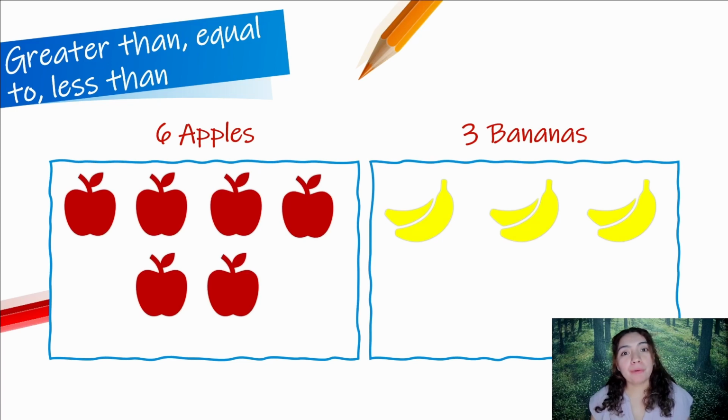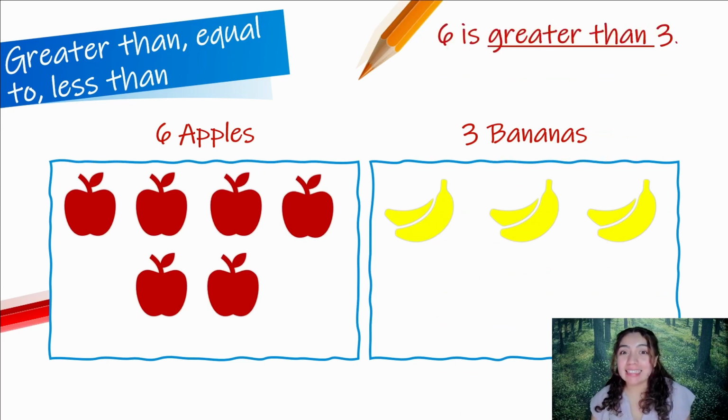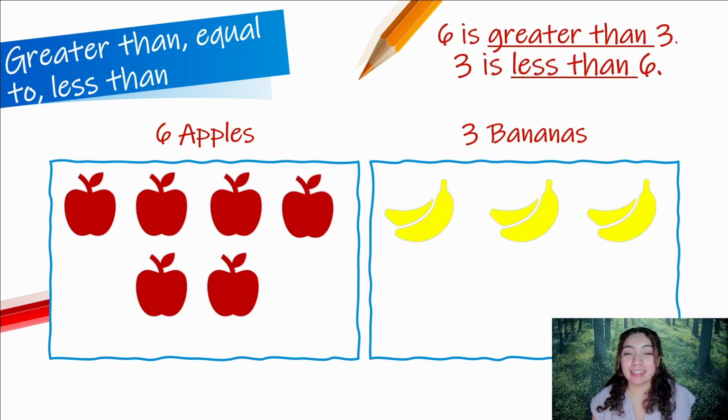Which group is greater than the other group? The group of apples is greater than the group of bananas because there are more apples than bananas. So this means that 6 is greater than 3 and 3 is less than 6. Let's try another one together.